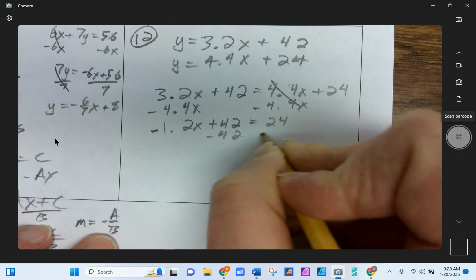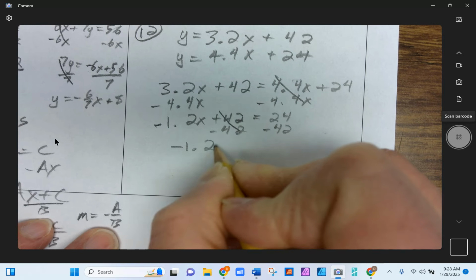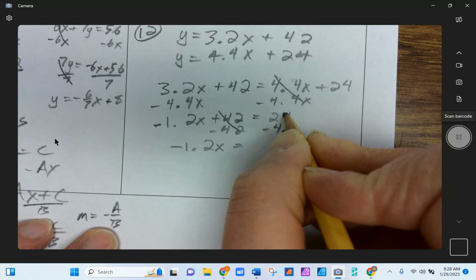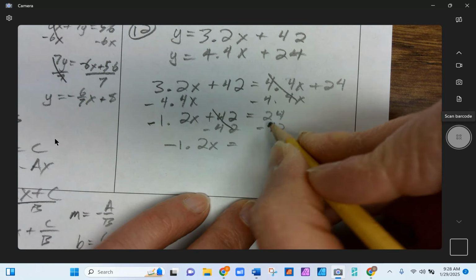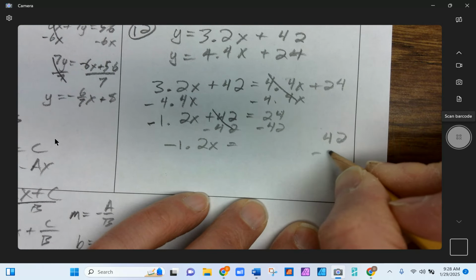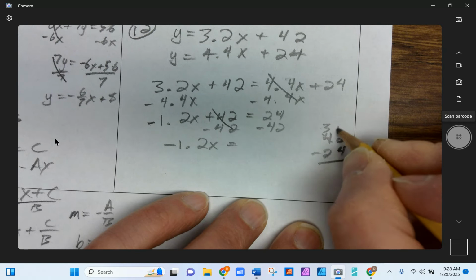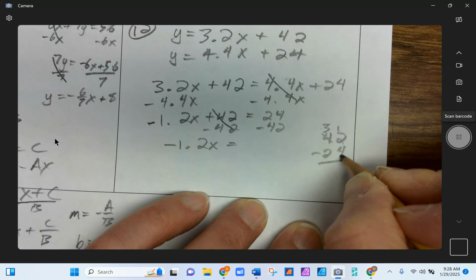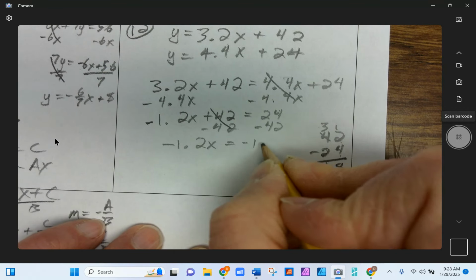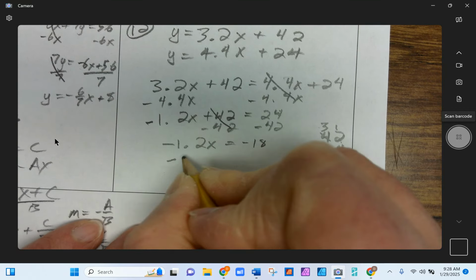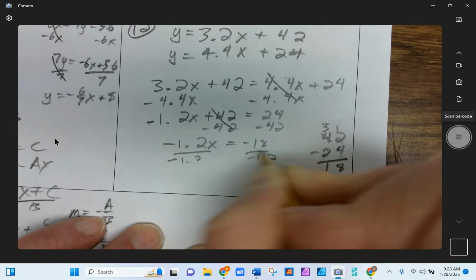Subtract that 42, and we'll get a negative 1.2x equals, what's the difference here, 42 minus 24? We know it's going to be negative because the 24 is on top, but if we just solve like so, I've got to borrow here, that becomes a 3, 12 minus 4 is 8, and 3 minus 2 is 1, so we get negative 18, and then we'll divide by negative 1.2 on both sides.